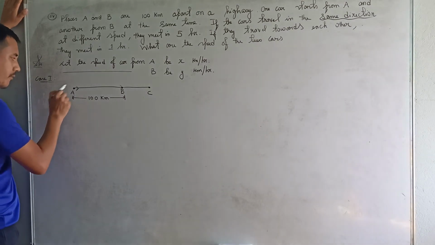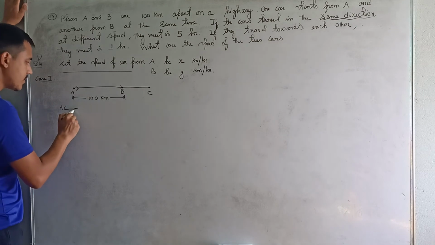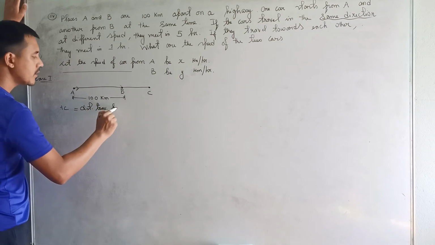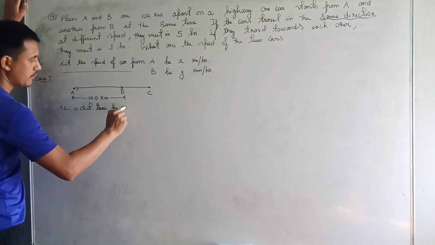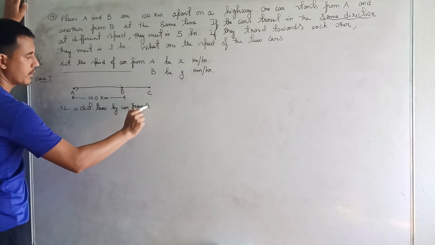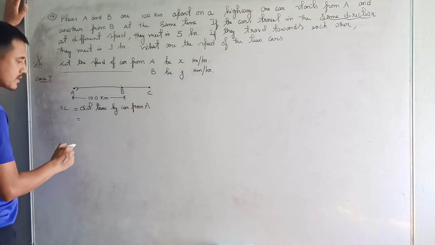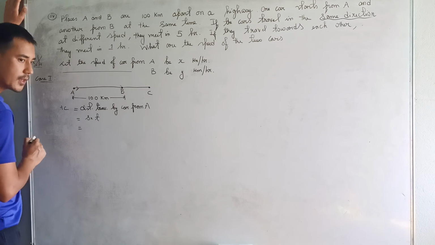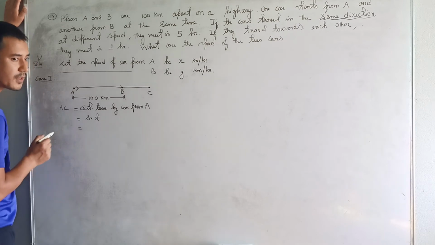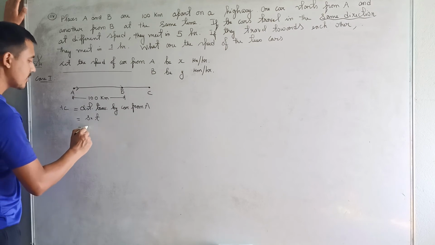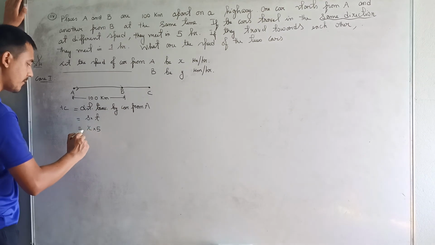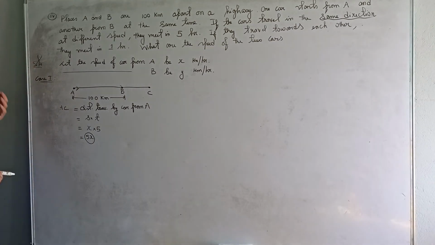So AC, from the figure, I'm using the figure. AC means the distance traveled by the first car, the car from A. What is the formula for distance? Speed into time. What is the speed of the car from A? X. What is the time that it traveled? 5 hours, both of them. So 5 into X, 5X. This is the distance traveled by the first car, the car from A.